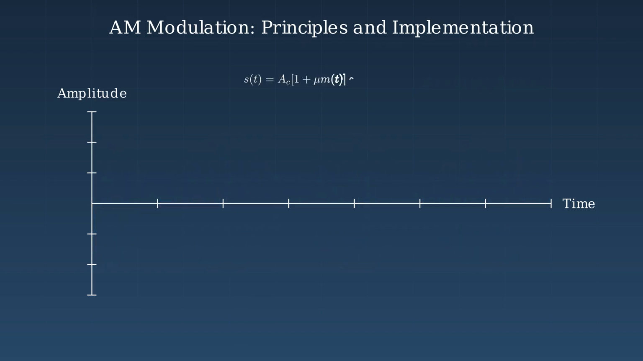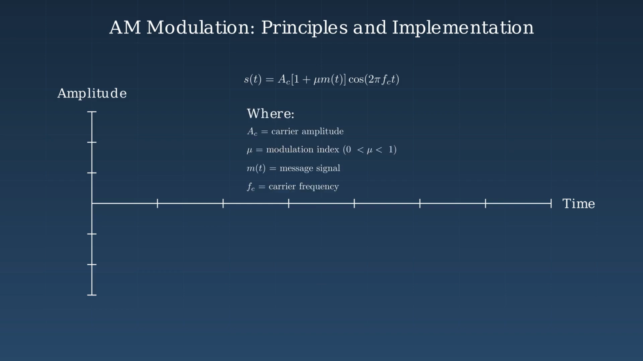The mathematical representation of an AM signal is given by this formula. We have the carrier amplitude A sub c multiplied by 1 plus the modulation index mu times the message signal m of t, all multiplied by the cosine of 2 pi times the carrier frequency times t.